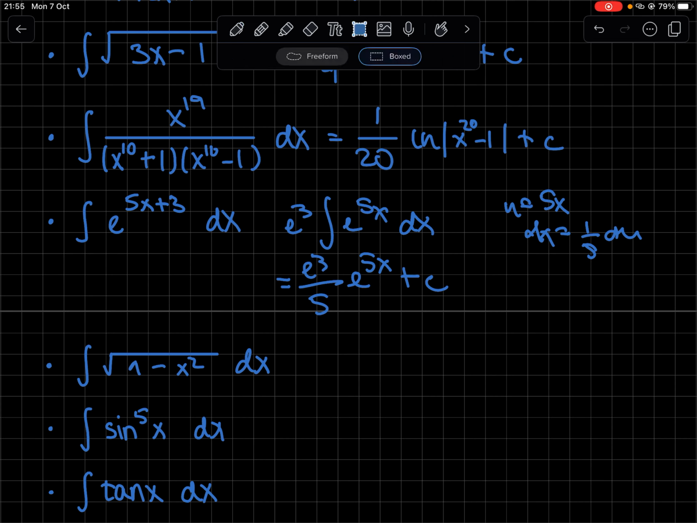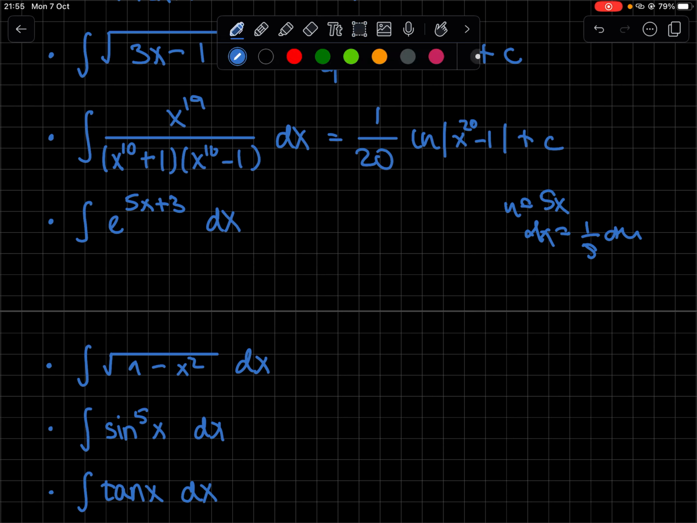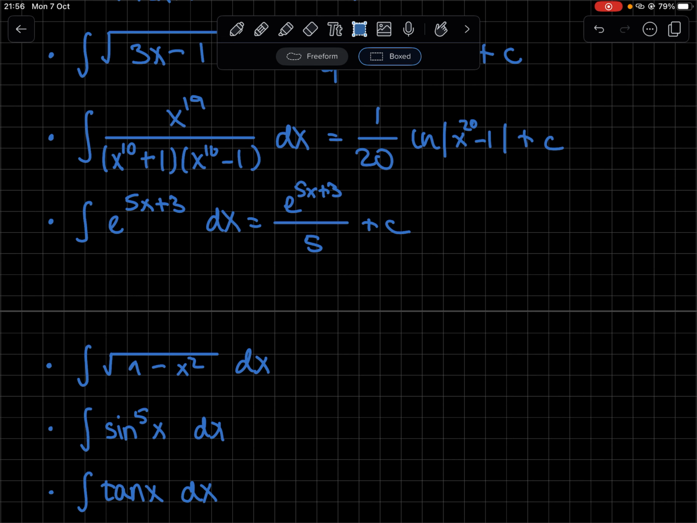So essentially, more simply, we can rewrite this as e to the power of 5x plus 3 over 5 plus c. So as you get more comfortable with this U-substitution method, you can even skip steps and just go fast on these easier exercises.